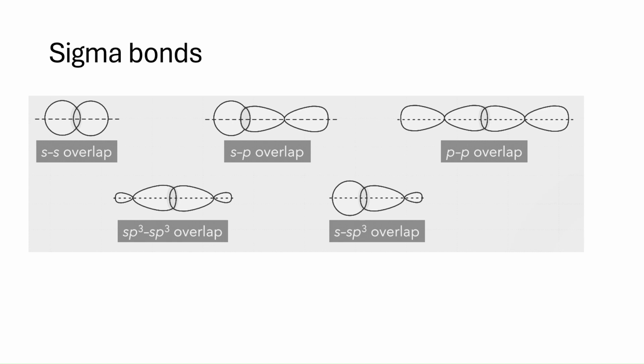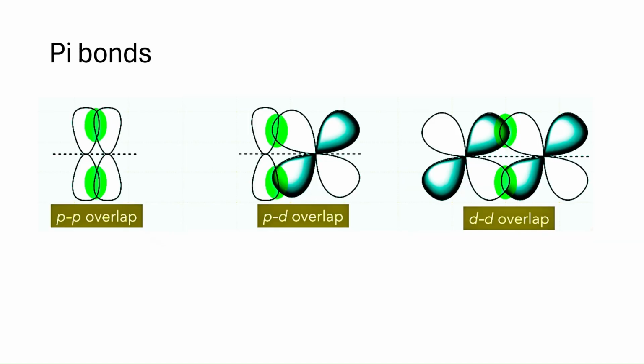Okay, let's explore sigma bonds first. A sigma bond is formed via the head-on overlap of simple atomic and/or hybridized orbitals. This overlap results in maximum electron density along the internuclear axis.